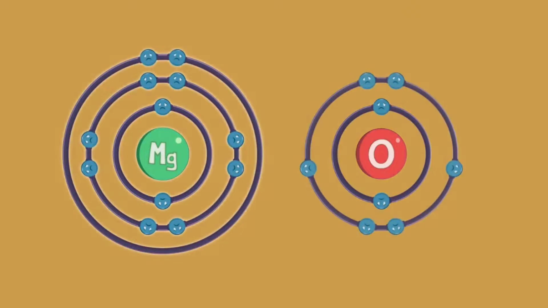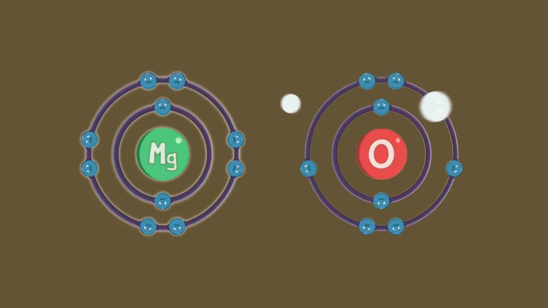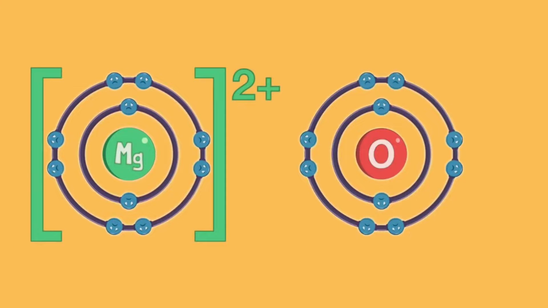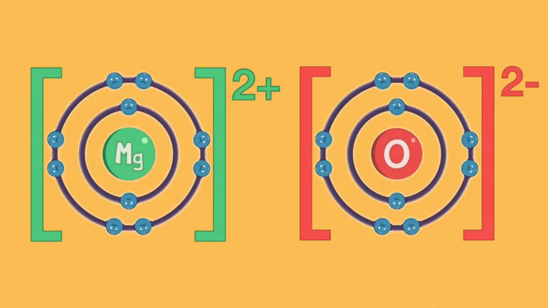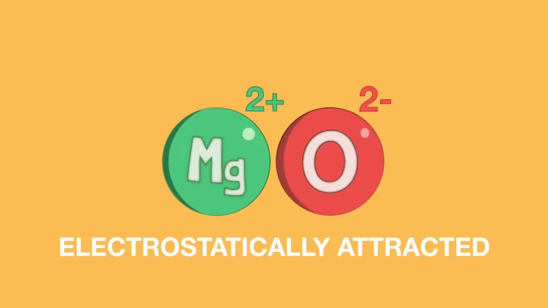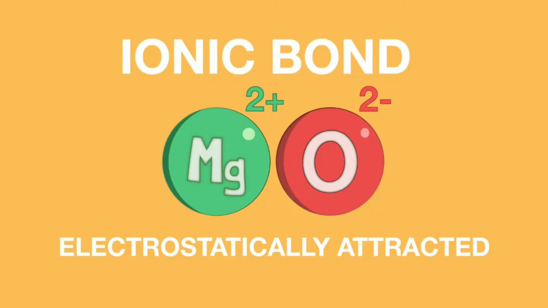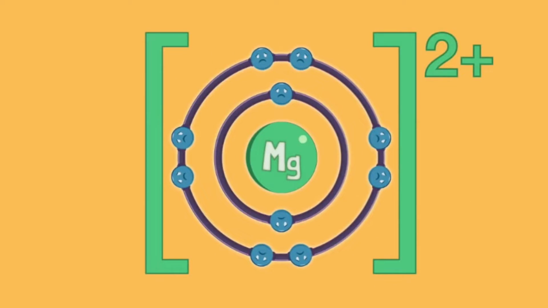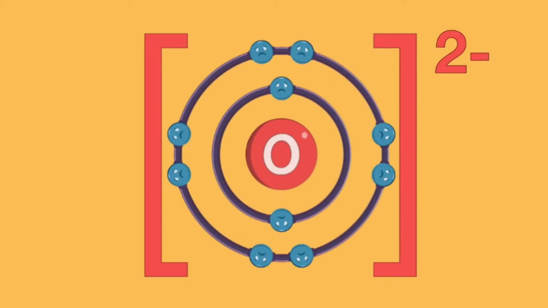Magnesium transfers its two valence electrons to oxygen, forming a magnesium ion and an oxide ion. The resulting ions are electrostatically attracted to one another, forming an ionic bond. Did you get this right? Did you remember to include the charges on the ions?